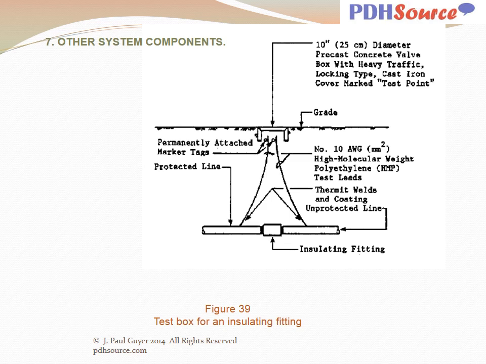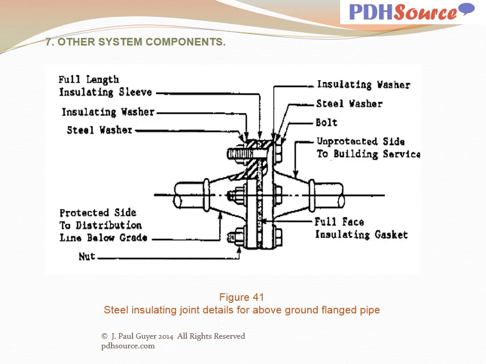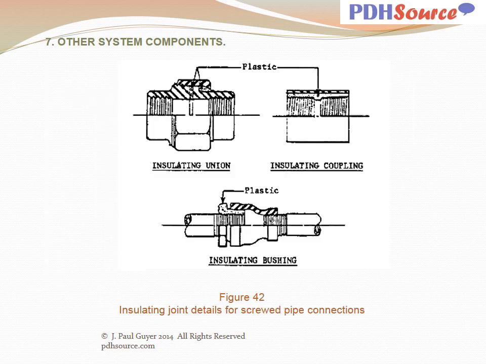Figure 39 indicates a test box for an insulating fitting. Figure 40 indicates a steel insulating joint detail for flanged pipe installed below grade. Figure 41 indicates a steel insulating joint detail for above ground flanged pipe. Figure 42 indicates insulating joint details for screwed pipe connections.